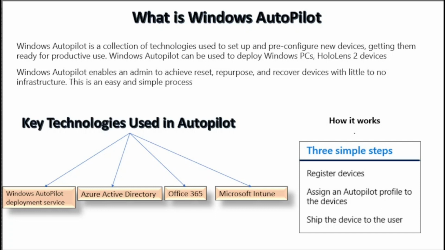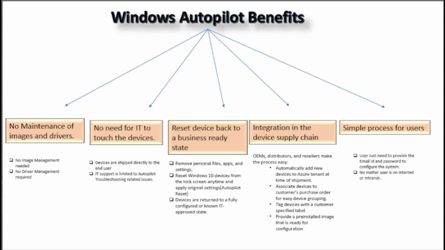In the second step, the admin creates the deployment profiles and assigns the profiles to the device in the Intune portal. The last step is to ship the device, in which the vendor ships the device directly to the user. The user has to turn on the device, go online, and Windows Autopilot delivers all the applications and settings.